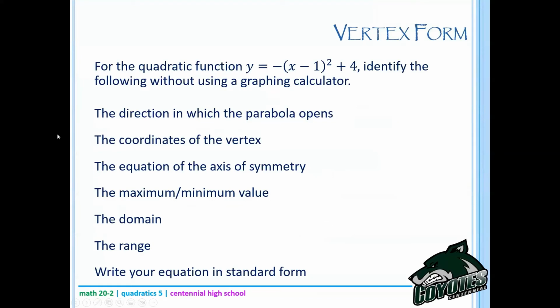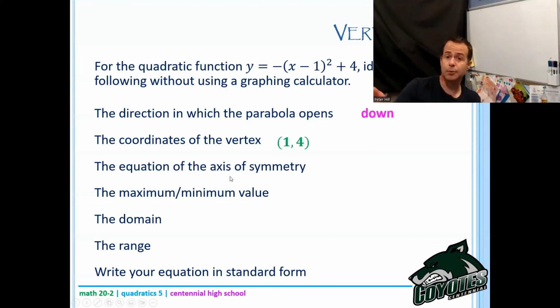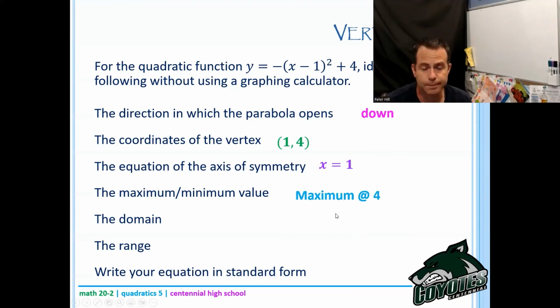Okay, the direction in which the parabola opens, well, we know that's going to be down because my a value is negative. The coordinates of the vertex, well, my h value is positive 1, and my k value is 4, so that'll be 1 comma 4. The equation of the axis of symmetry, it's always x equals h. So in this one, it'll be x equals 1. Max or min value, well, I know I have a maximum because I opened down. And I know that value will be at my k, which is 4. So I have a maximum at 4.